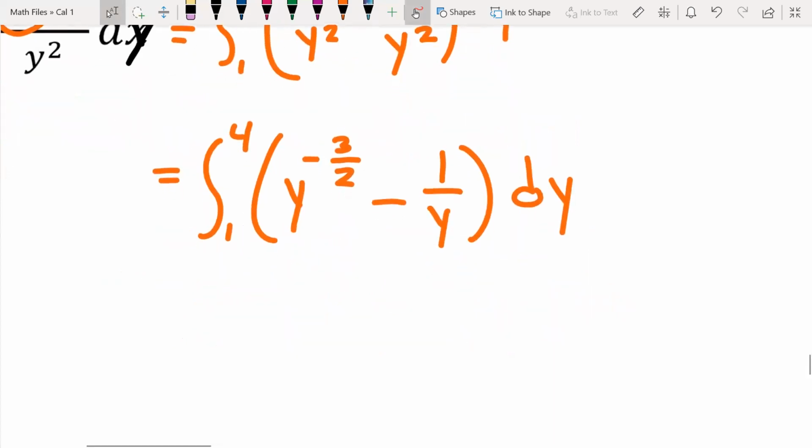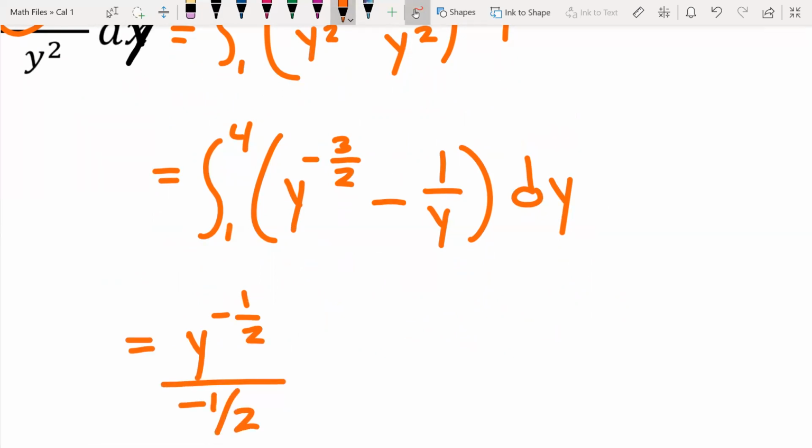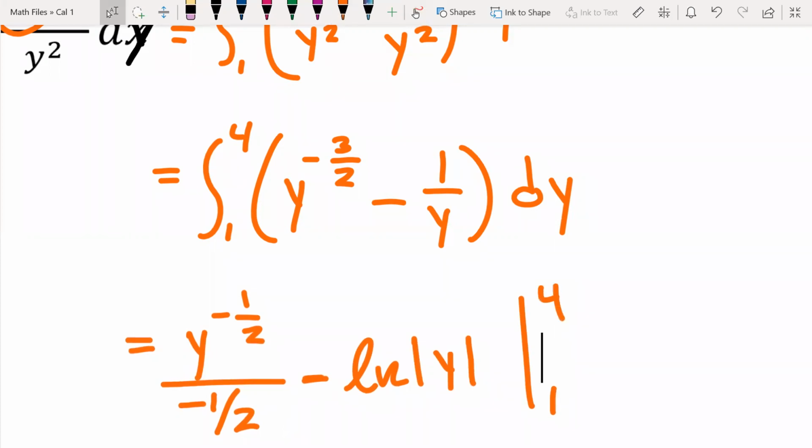We're set up. We're ready to go. Power rule on both. The antiderivative of y to the negative 3 halves, that's going to be negative 3 halves plus 1, should give me y to the negative 1/2 over negative 1/2, minus the antiderivative of 1 over y, which is the natural log of the absolute value of y, evaluated from 1 to 4.